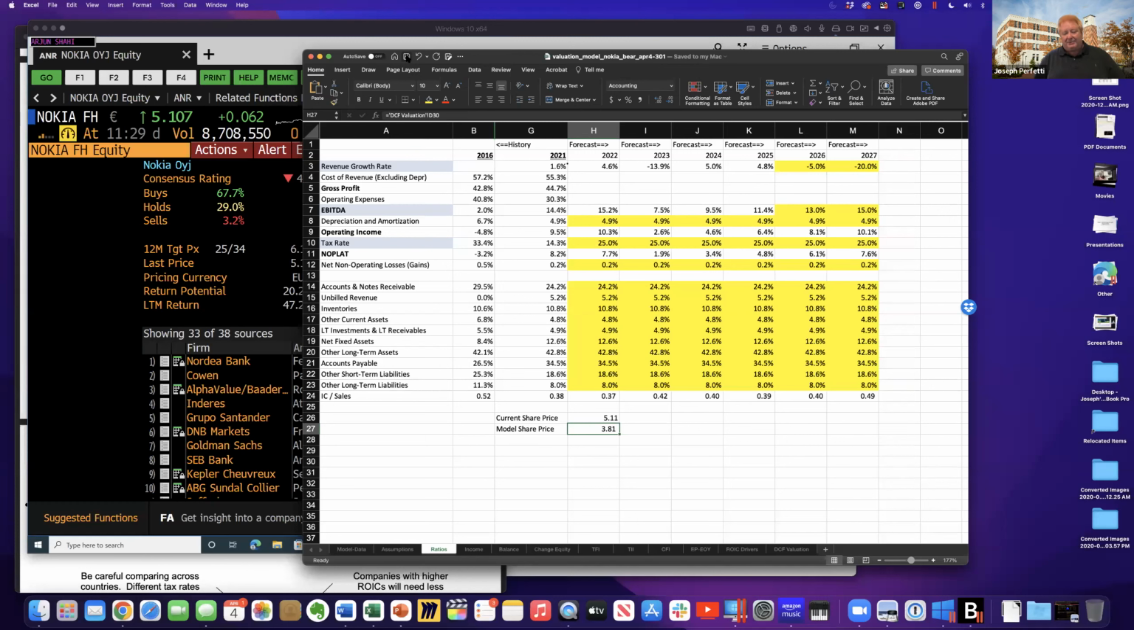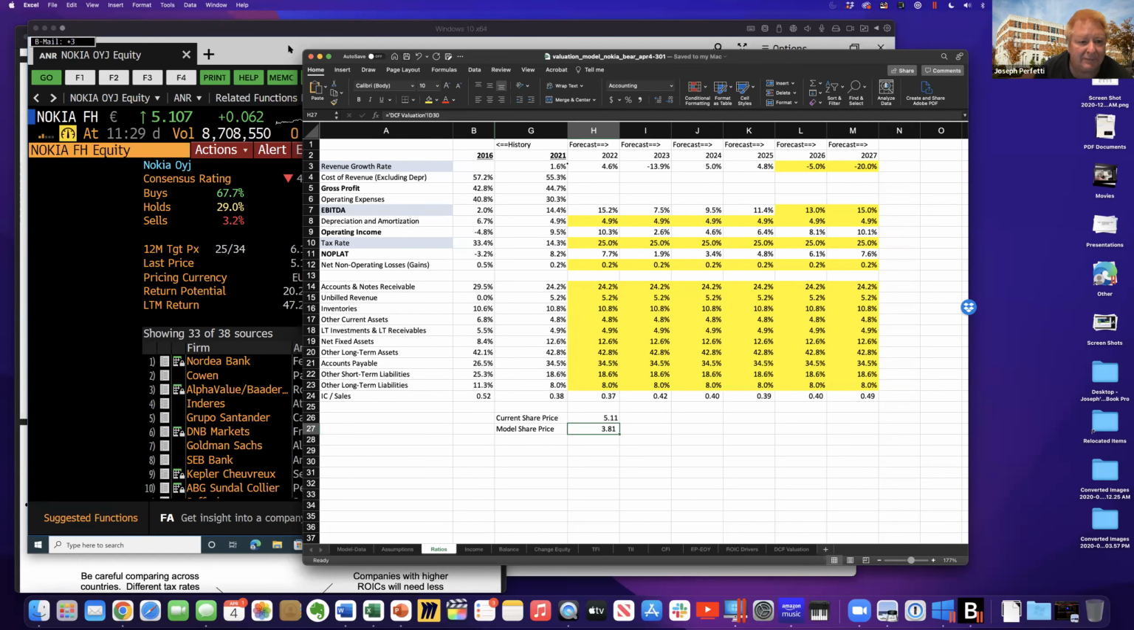All right. So I've established my range. I think in a worst case scenario in the next 12 months, Nokia could trade as low as 381. In a best case scenario in the next 12 months, if none of this happens and they get the other things I talked about, they could trade for 6.08. I've established my range.